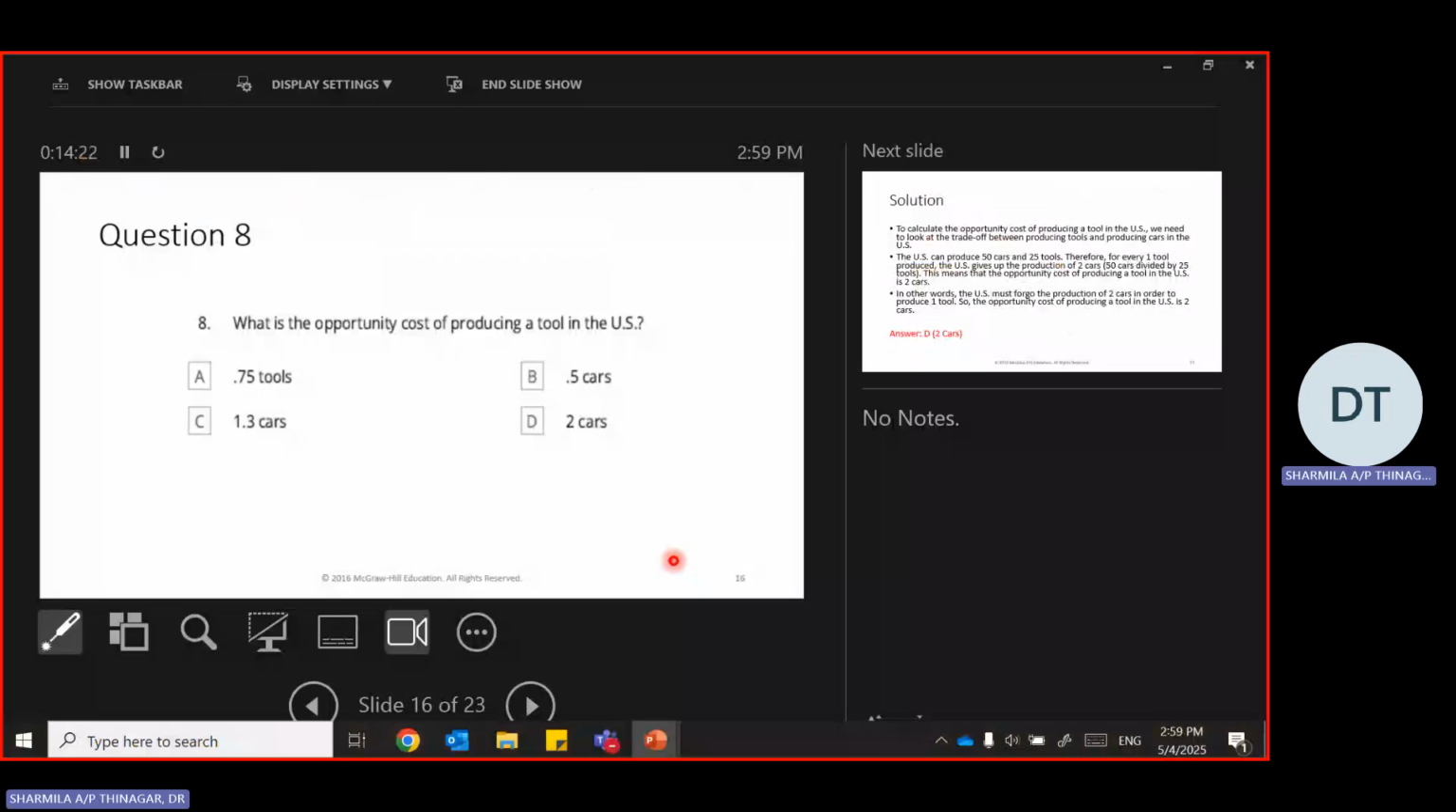Okay. How many of you saying 0.75 tools? Huh? 0.5 cars? Oh, 1.3 cars? How about 2 cars? Yes, that's the right answer.